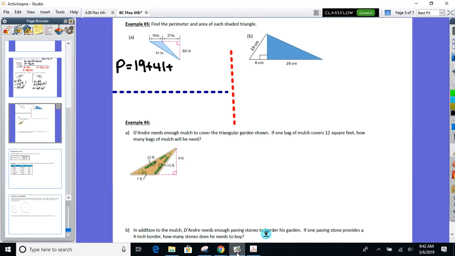Let's hear it, Jack. What am I going to use to find that third side? There you go.